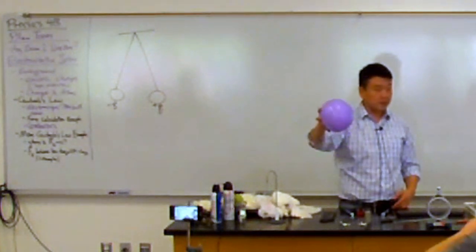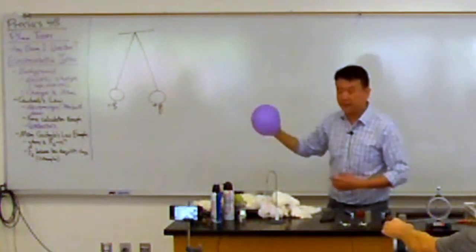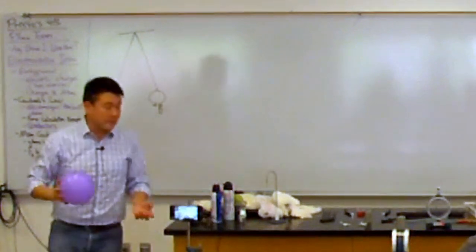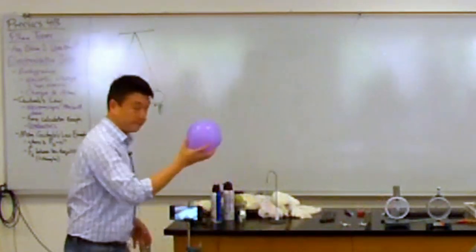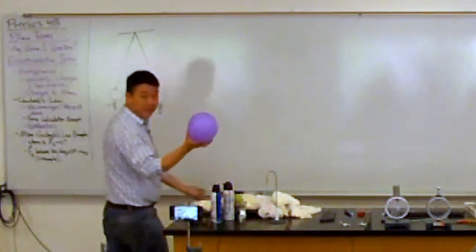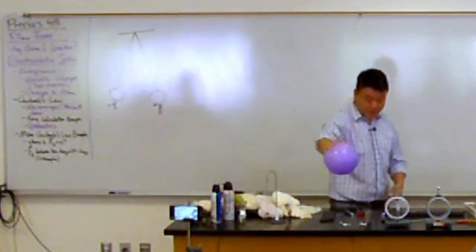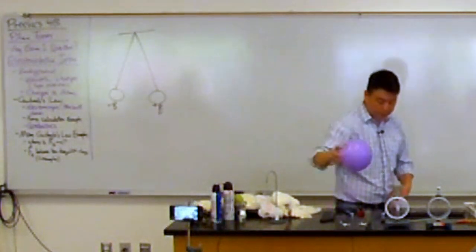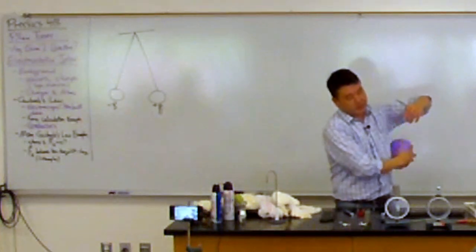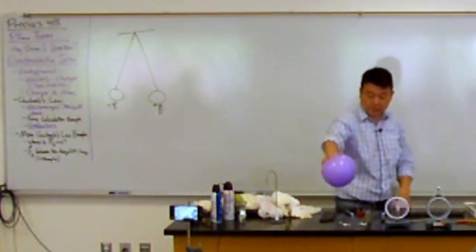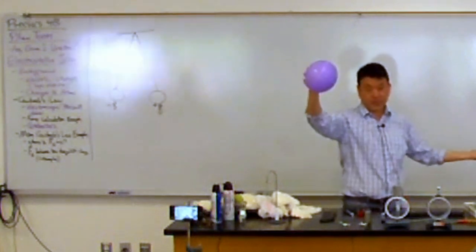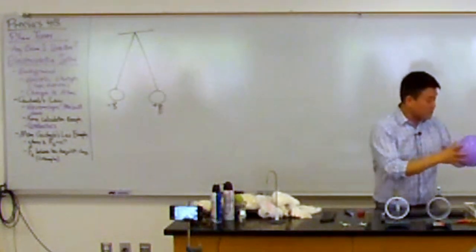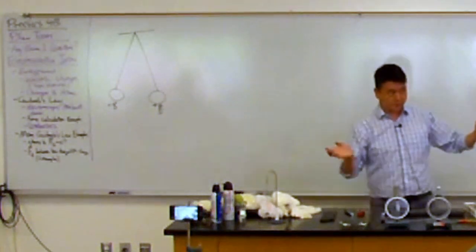What's the one variable that seems to affect the amount of force between the paper and the balloon? Distance, right? Yeah. So when it's closer, it exerts greater amount of force. When it's farther away, it doesn't exert as much amount of force. So all of this should seem intuitive, right?